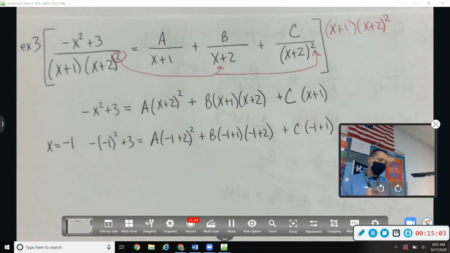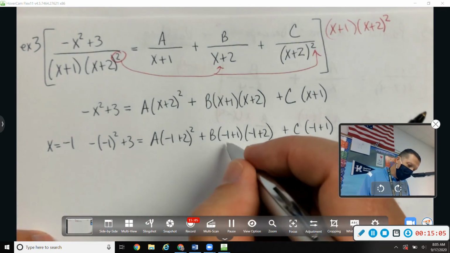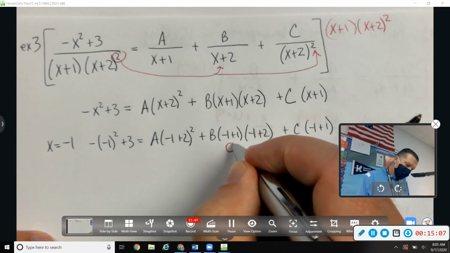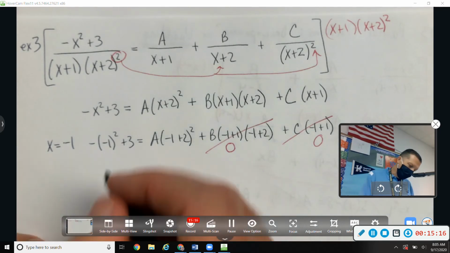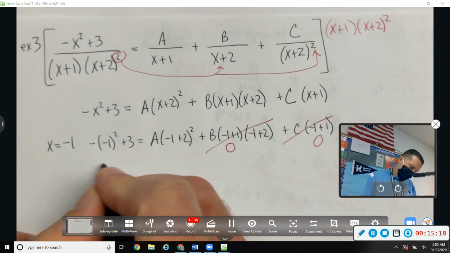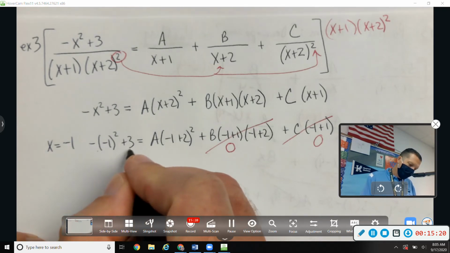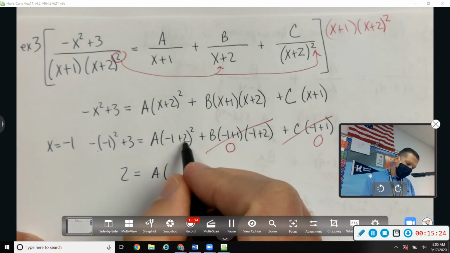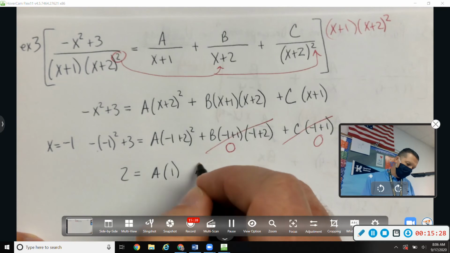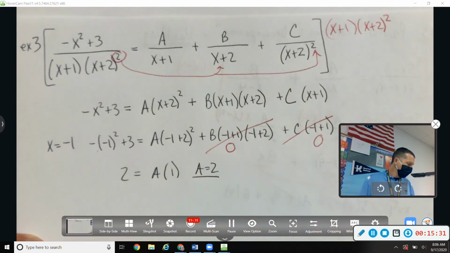And wow, what a great pick for x that was, because it turns that to 0 and that to 0. So that's gone and that's gone. Kind of important to pick the right values of x. So -1 plus 3 is 2. A times 2 minus 1 is 1. 1 squared is 1. That was easy. So A is 2. So there's part of our answer.